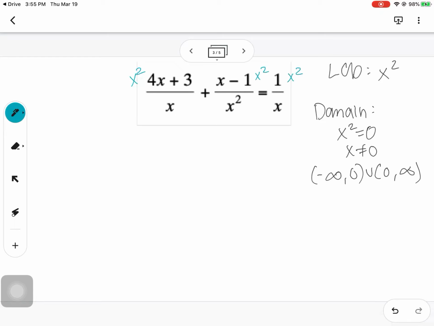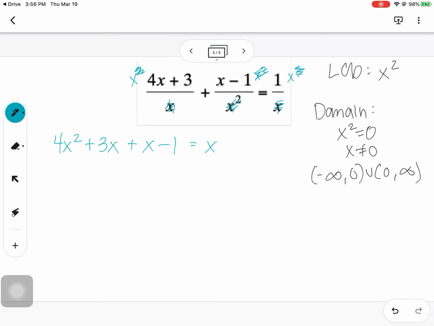Then I'm going to write x squared next to all of my terms. X squared divided by x in this first one means that I'm going to have an x times that 4x plus 3, so it'll be 4x squared plus 3x for that first fraction. Second fraction, the x squareds just cancel, so plus x minus 1. Equal, here again, 1x cancels, and so it's just 1 times x, or x.